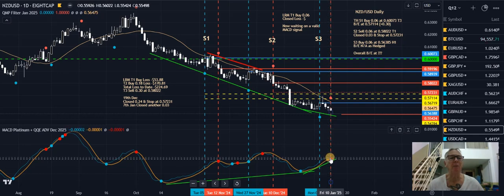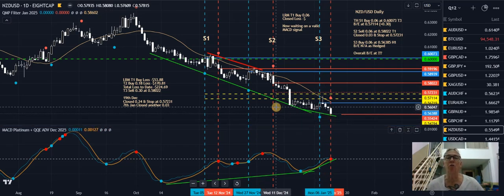I'm just looking at the MACD Platinum. So that's not even a valid sell signal. So don't take this as a sell. Aussie's the only one I'll be taking. All right, so that's a hedge sell. That's all it is for.